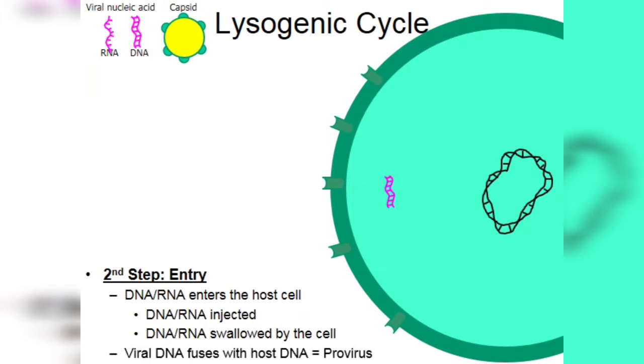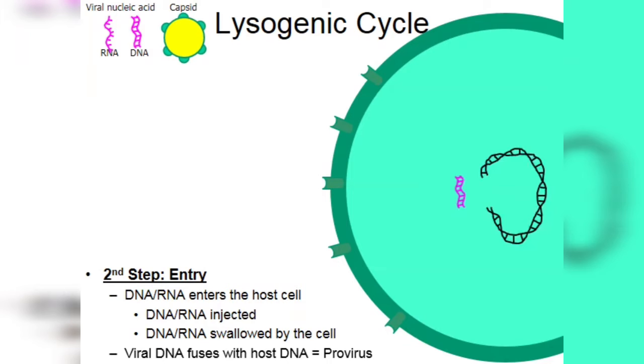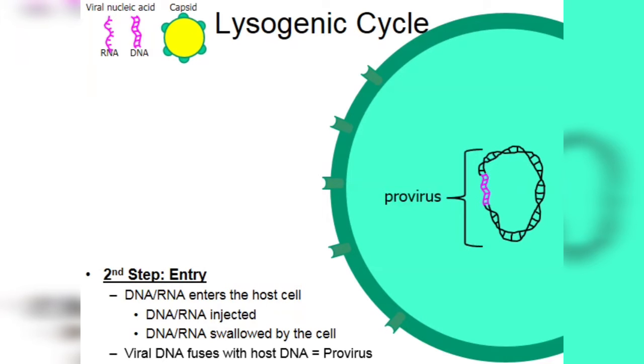Well, what actually happens next is that viral DNA will be spliced into and combine with the DNA of the host cell. So watch this. Enzymes will break open the host cell's genome and that allows the viral DNA to bond with and fuse with the host cell DNA. This combination of part cell DNA in black and part virus DNA in purple is what is called a provirus. This occurs during the entry stage of the lysogenic cycle.